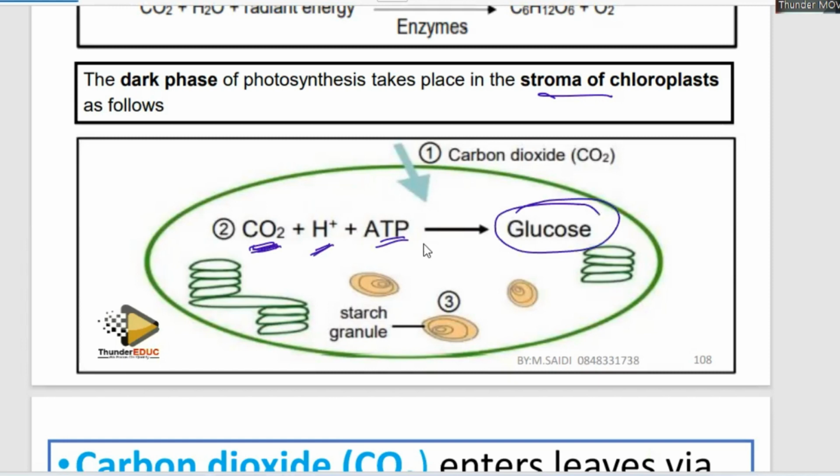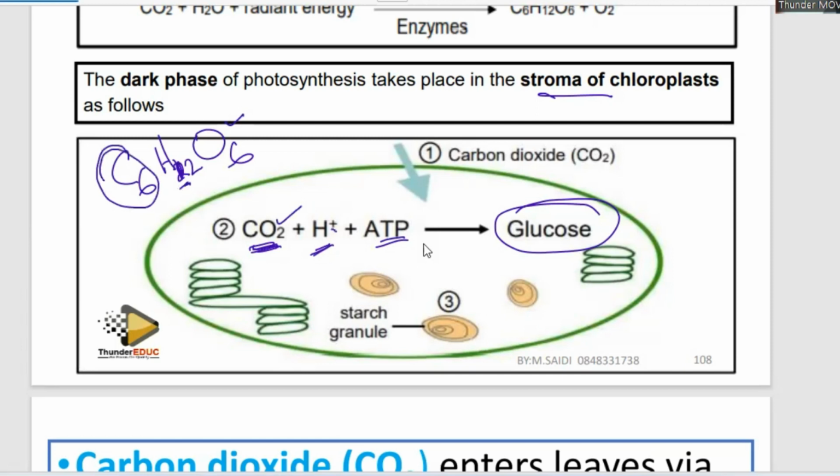Glucose is formed. So what is the function of carbon dioxide? Don't forget that the formula of glucose is C6H12O6. We have the oxygen from this carbon dioxide, we have the hydrogen from this. And then now, what about this carbon?